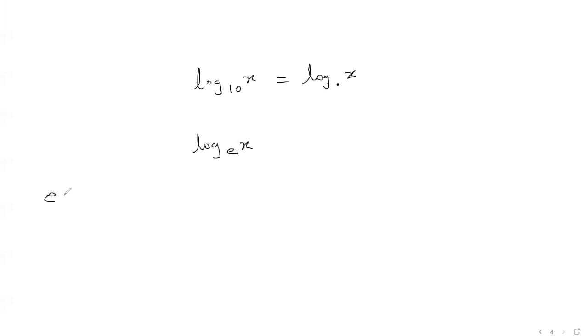That is first. And second is when you have log x to the base e. Now e is a constant. It has a value 2.72. That's the approximate value of e. It's a constant like pi, and this is written as ln x, or you can read it as ln of x. So these are two standard notations that I want you to remember.